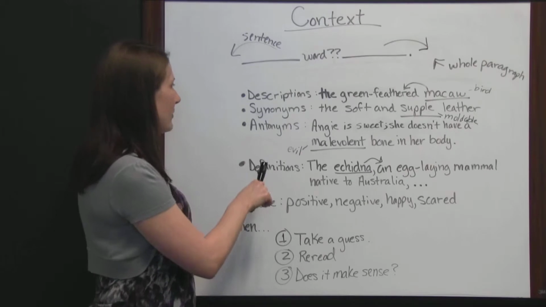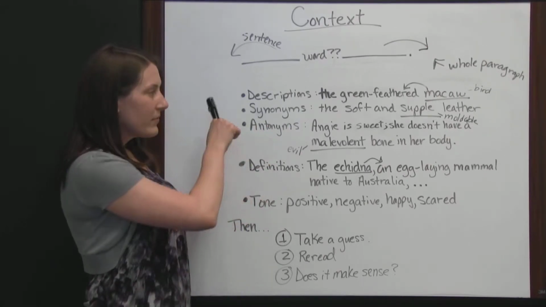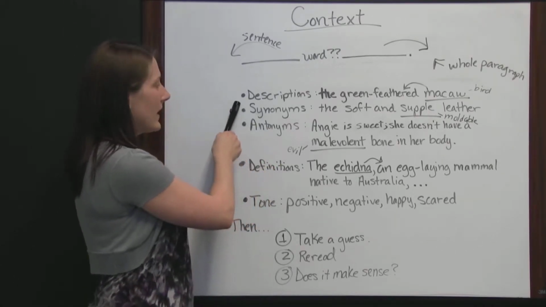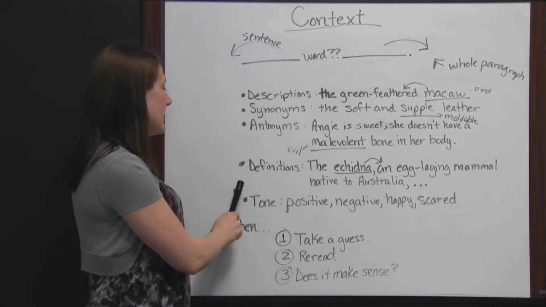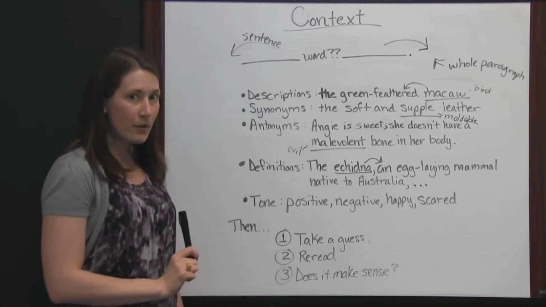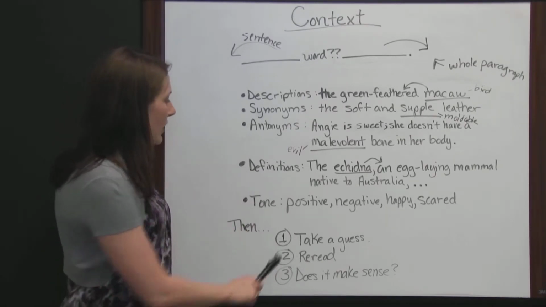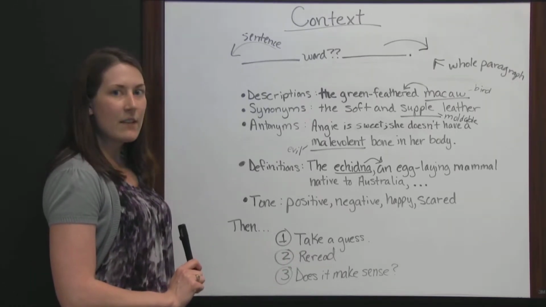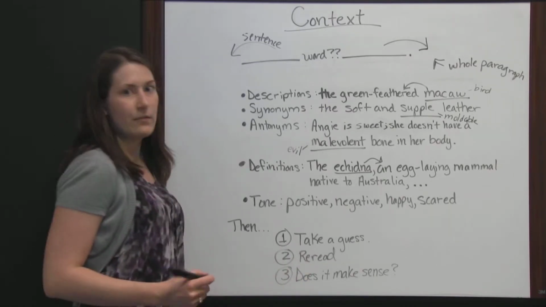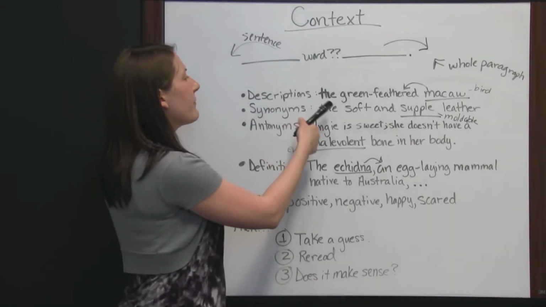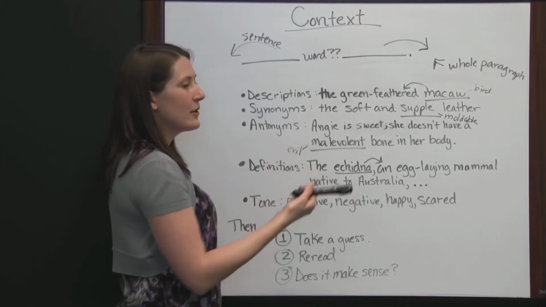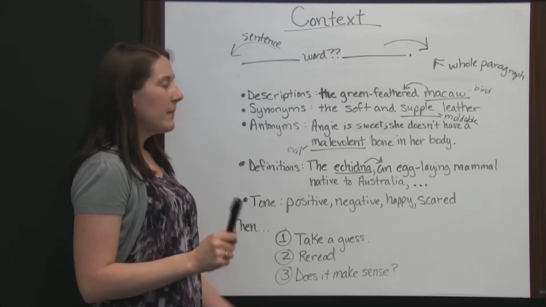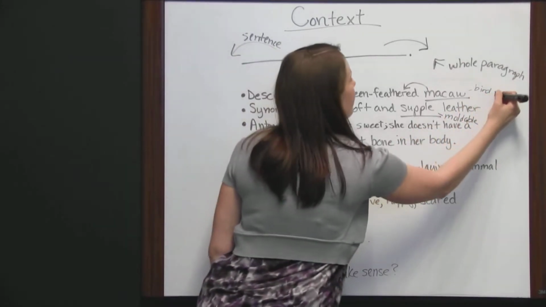So once you've looked at clues and you've tried to figure out, looking before and after the sentence your word is in, looking at the whole paragraph, seeing if you can find a description, a synonym, an antonym, a definition, or figure out the tone surrounding that unfamiliar word, you want to take a guess as to what the word means. And then you want to reread the sentence to see if it makes sense to you and ask yourself, does it make sense? So if we were to insert bird here, the green-feathered bird, well, if it's something that has feathers and we have bird after it, that makes sense, so that one would work.